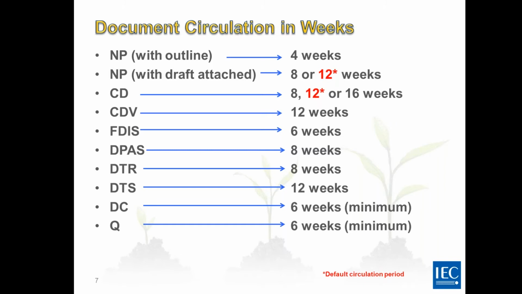The CDV, committee draft for vote, will be circulated for 12 weeks, FDIS for 6 weeks, draft publicly available specifications for 8 weeks, as well as draft technical reports. Draft technical specifications will be circulated for 12 weeks. And then we have documents which are not related to projects. These are DC, document for comments, and Q, questionnaires. And for this, we request a minimum of 6 weeks circulation.